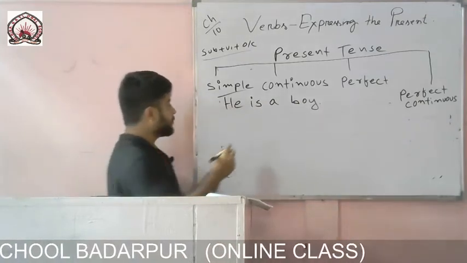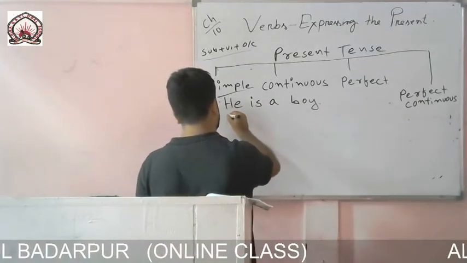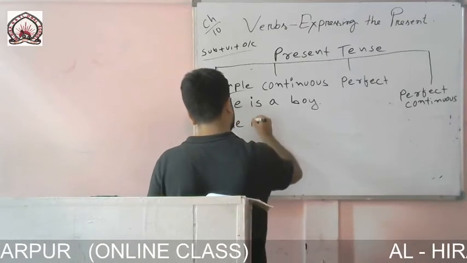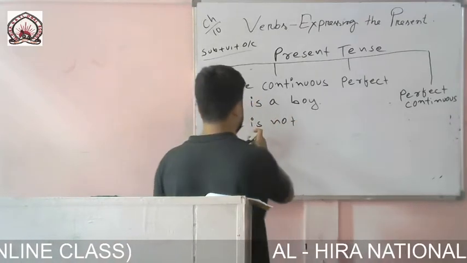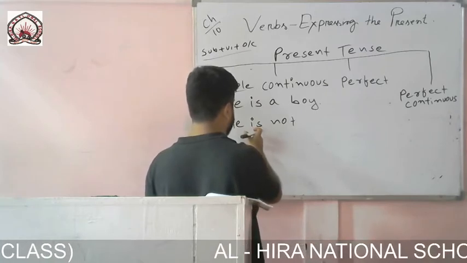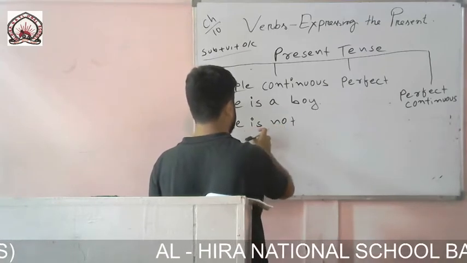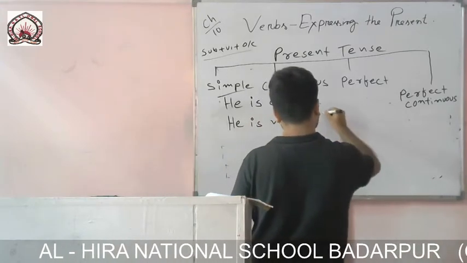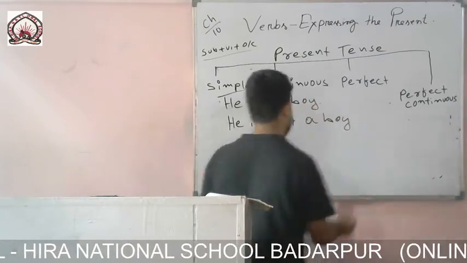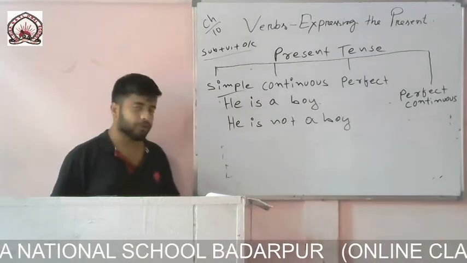Then it is very simple. We have to change it like this to negative: he is not a boy. After the verb, that is verb be or auxiliary verb, we have to put not. He is not a boy.